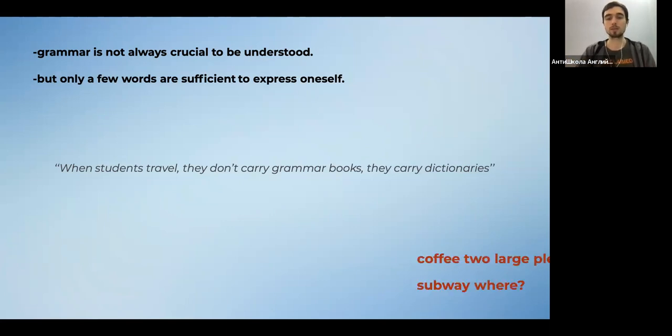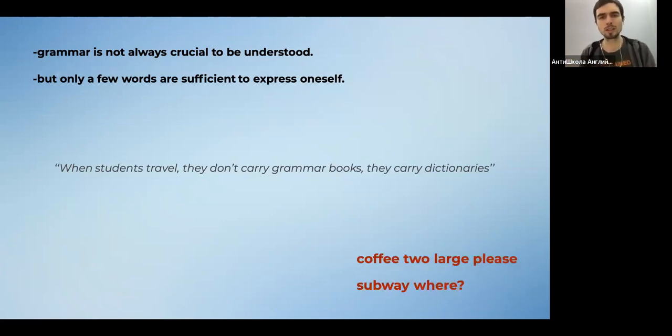It can be something like "coffee too large, please." Okay, no more words, man. Here's your large coffee, I got you, right? "Subway where?" It's over there, right? Go straight ahead.